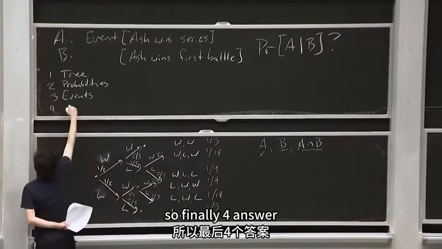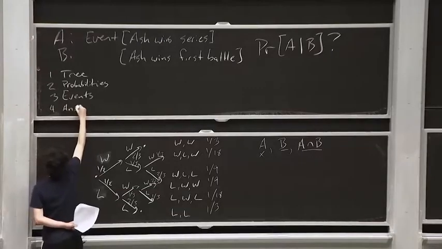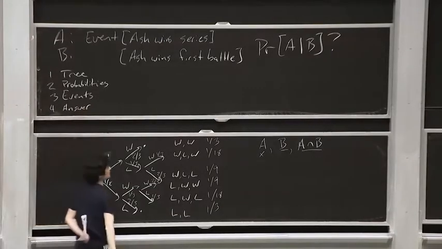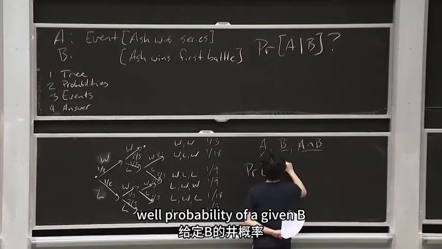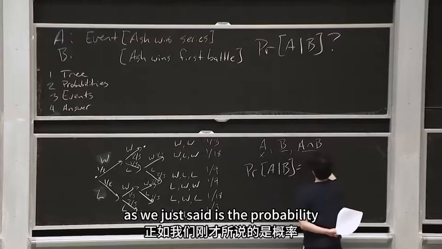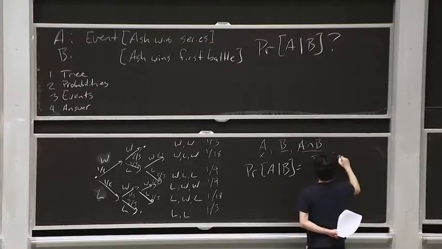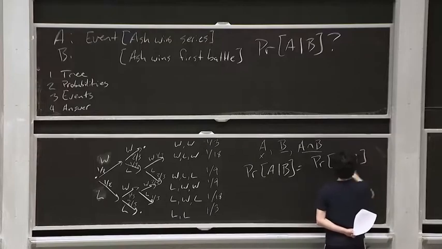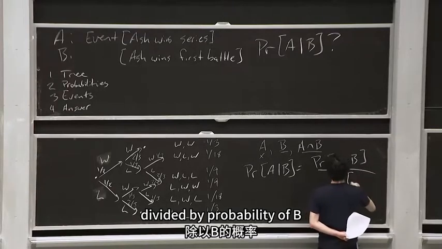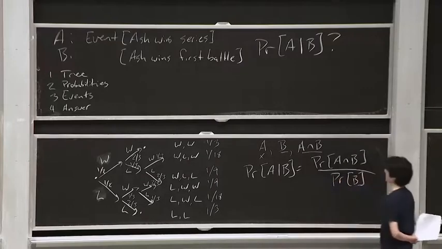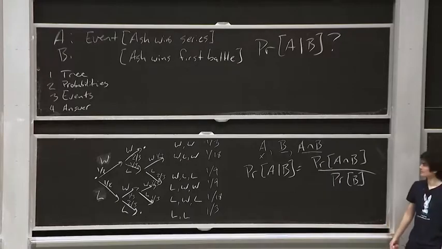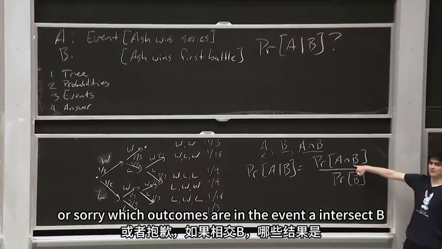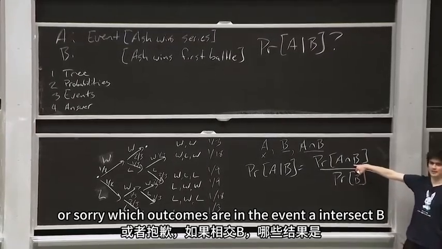So finally, for the answer. What is our answer? Well, probability of A given B, as we just said, is the probability of A intersect B divided by probability of B. What are each of these probabilities? Well, which outcomes are in the event A intersect B?